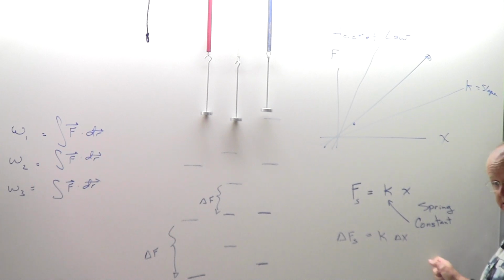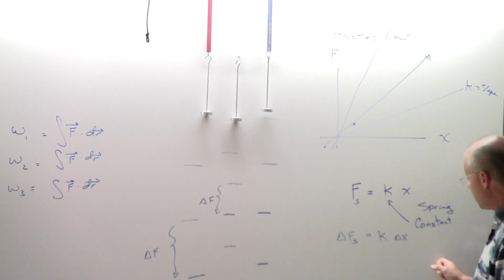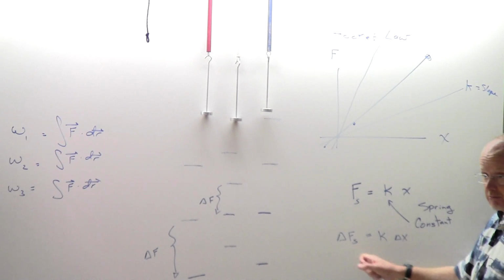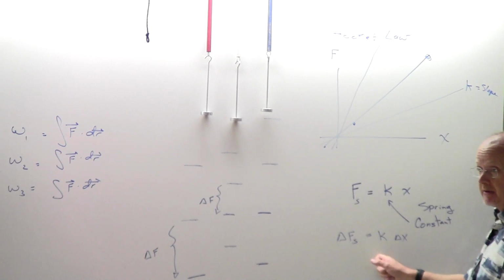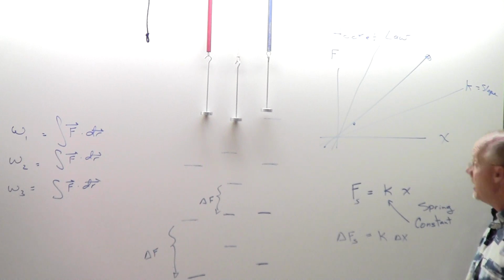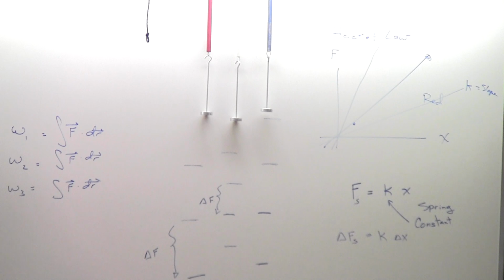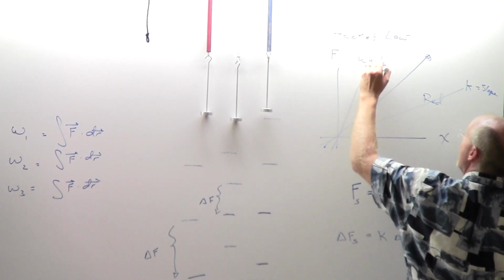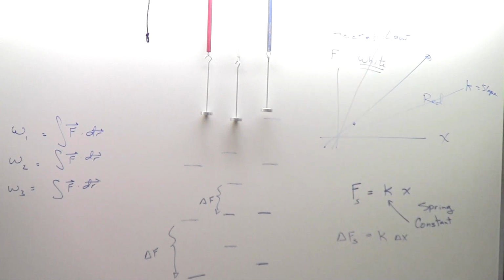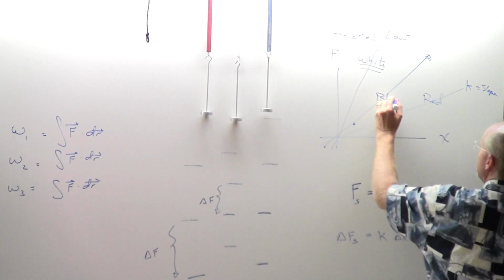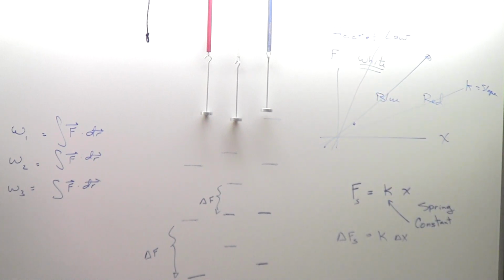It has the biggest delta X, and they all have the same delta F. So the one with the biggest delta X must have the smallest K. So I'm thinking this corresponds to the red one. It's got the smallest spring constant. And then this one over here would be my white one. That's the one that's got the highest spring constant. And so the blue one is somewhere in between. Okay? And so there's my spring constant.